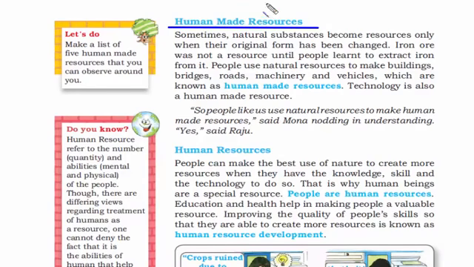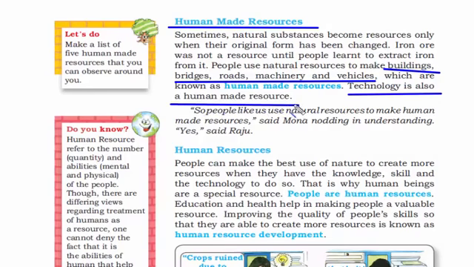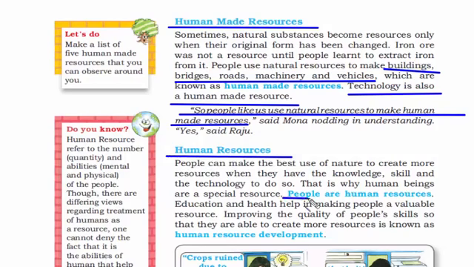By the name, it is pretty much evident that these are resources which are made by humans, though the resources are acquired from nature, they're purely made by humans. Some of them are buildings, bridges, roads, machinery and vehicles. In fact, technology is also a human-made resource, which brings us to our next topic, human resources. So always remember, in this category, people are human resources because humans have the potential to multiply the natural resources with the help of knowledge, skills and technology. Education and health help in making people a valuable resource.